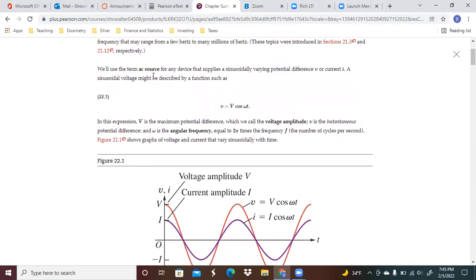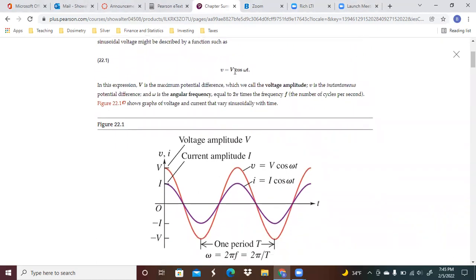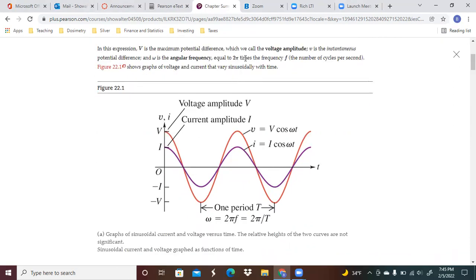So we'll use the term AC source for any device that supplies a sinusoidally varying potential difference, V, or current, I. A sinusoidal voltage may be described by a function like this, just like it was with the current. We're going to replace that with voltage. This is going to be the maximum potential difference, which is called the voltage amplitude. This is going to be the instantaneous potential difference, and omega is going to be the angular frequency, equal to 2 pi times the frequency, the number of cycles per second.